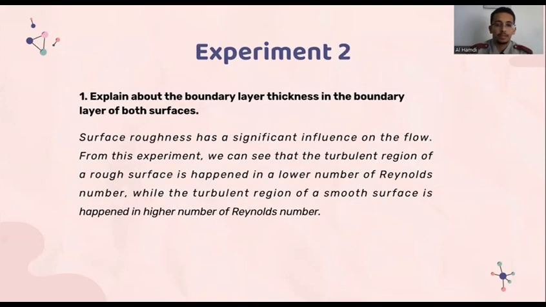Now for experiment 2, firstly explain about the boundary layer thickness and the boundary layer of both surfaces. Surface roughness has a significant influence on the flow. From the experiment we can see that the turbulent region of a rough surface occurs at a lower Reynolds number, while the turbulent region of a smooth surface occurs at a high Reynolds number.